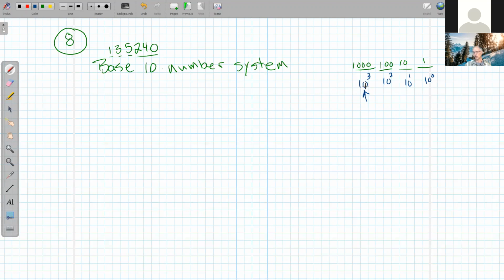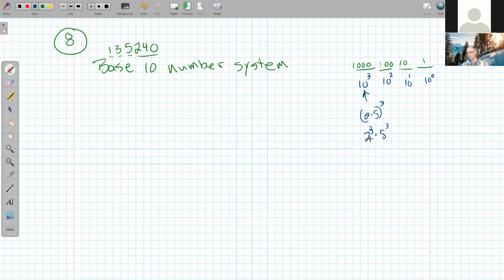10 is really 2 times 5. So 10 to the 3rd is the same as 2 times 5 in parentheses to the 3rd power. Well, you might remember a power rule that if you have a product to a power, that means each factor inside is raised to that same power. So that's the same as 2 to the 3rd times 5 to the 3rd.